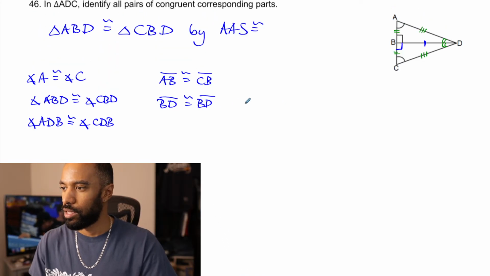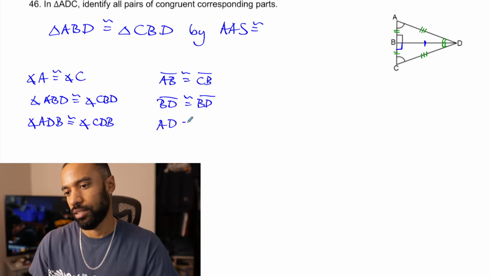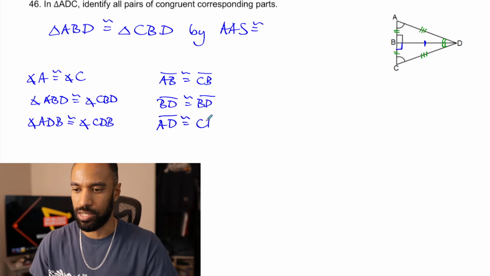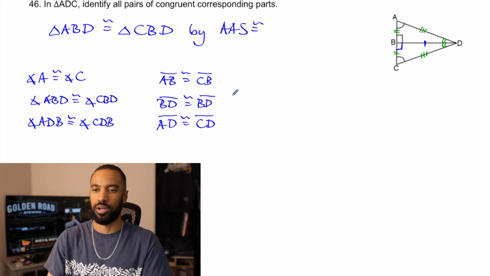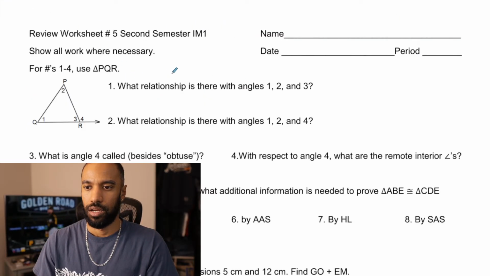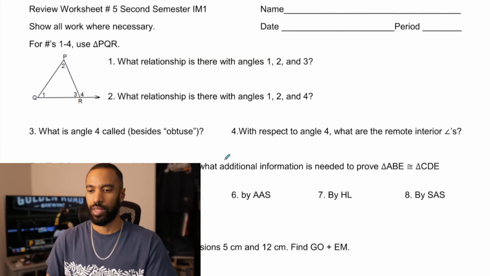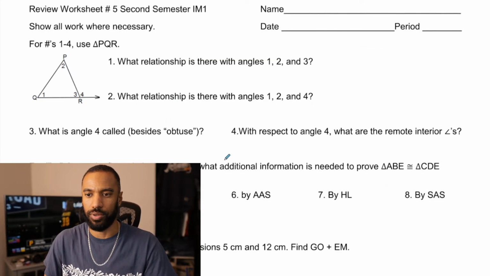And then segment AD is congruent to segment CD. So those are the 6 parts, corresponding parts there. Okay, 2 more worksheets here. I think we have a few more triangle things to do now.